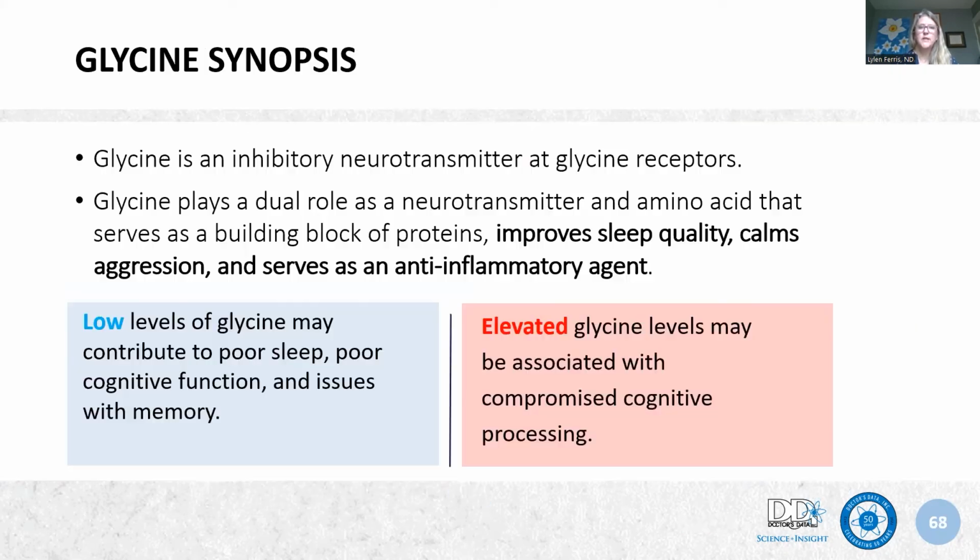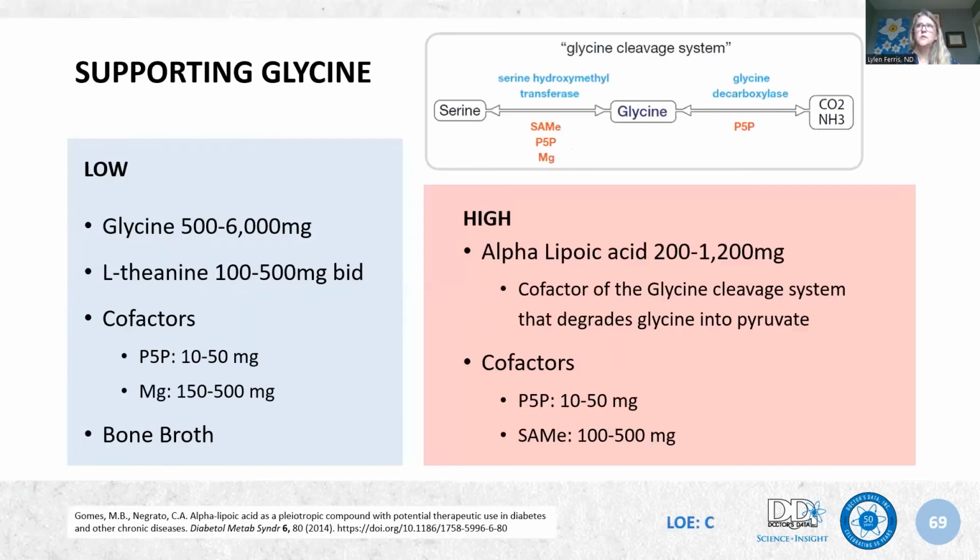So let's move on to glycine, which is inhibitory, and it helps regulate the body's temperature during sleep. Elevated levels are typically associated with poor cognition, whereas low levels may contribute to poor sleep and memory issues. And some treatment considerations are here. Now, interestingly here, bone broth contains a lot of glycine. And so if your patients are low in glycine, it's a great option as a therapy. But also if they have high glycine, you may want to quiz your patients and see if they're getting things like bone broth or collagen supplements in their diets, because those do contain a lot of glycine naturally.